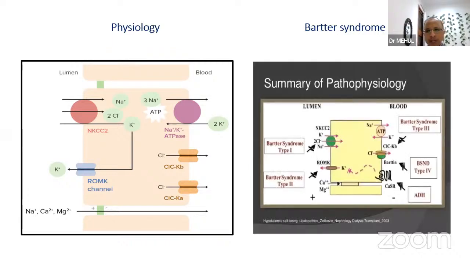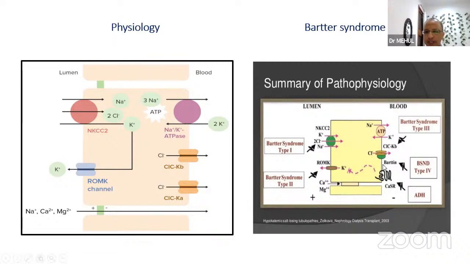In Bartter syndrome, there are multiple sites where there can be a defect in reabsorption of these ions. Type 1, as we all know, is due to a defect in the sodium potassium 2 chloride co-transporter, the solute carrier gene. Type 2 is due to a mutation in the ROMK gene, the KCNJ gene, resulting in a defect in the renal outer medullary potassium channel. Type 3 is because of a defect in the chloride channel ClC-KB, the kidney B subunit of the chloride channel.